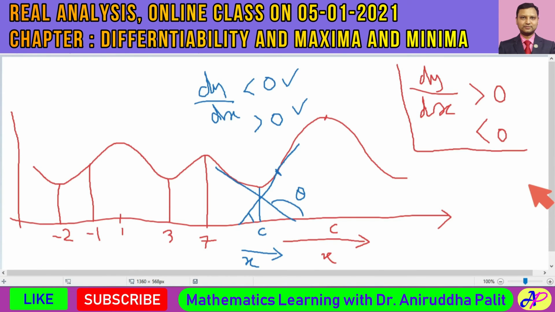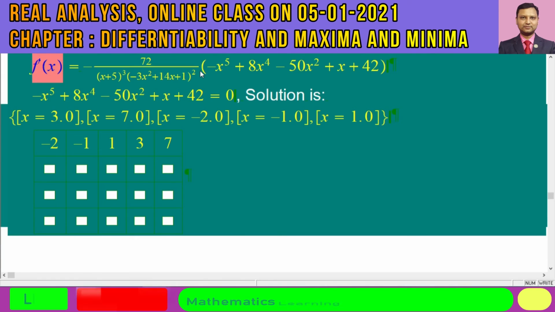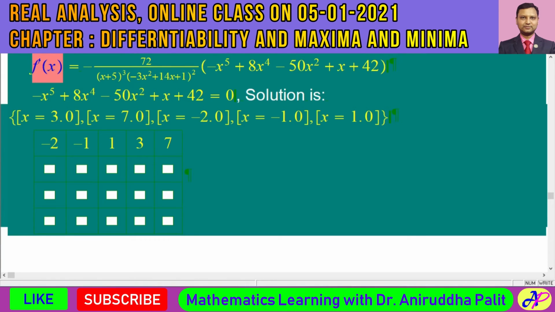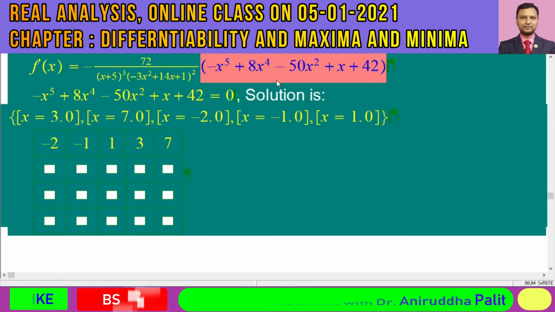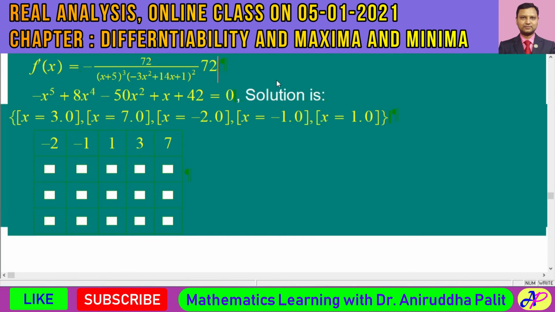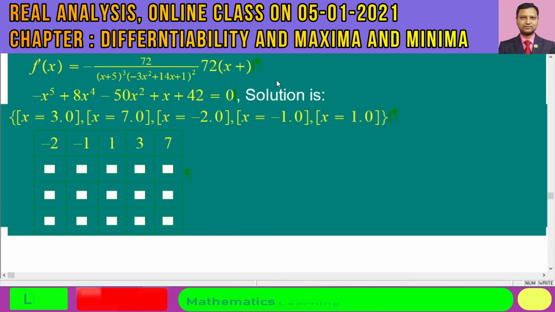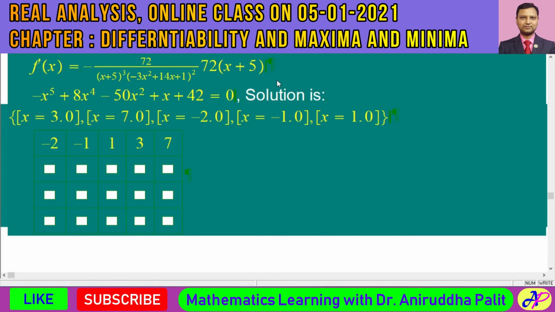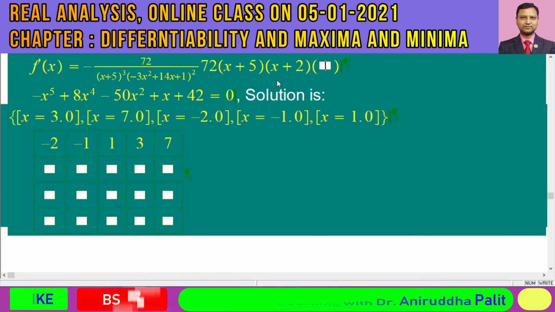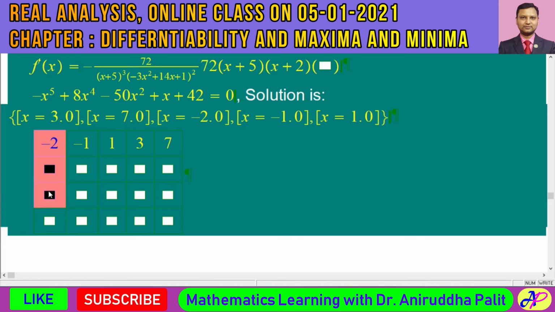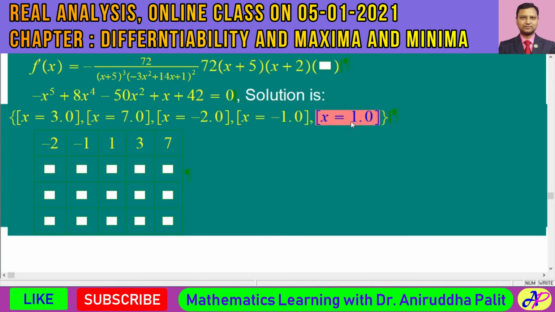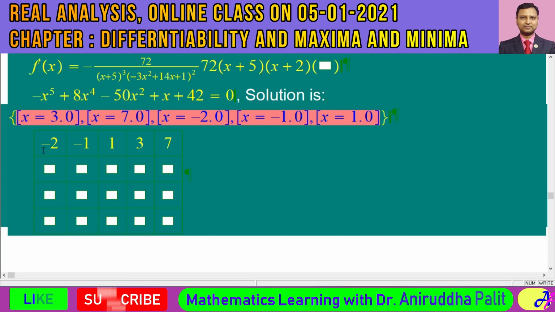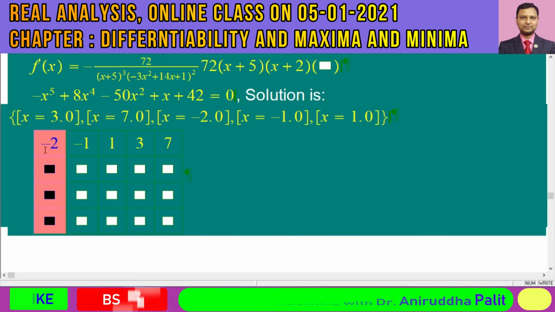Yes, sir. Now I'm just going through this exercise and looking at my book. If you look at this expression, this numerator can be written as 72 into x plus 5, then x plus 2. I missed a solution, x is equal to minus 5. Yes, one solution was deleted by chance. I don't know why.